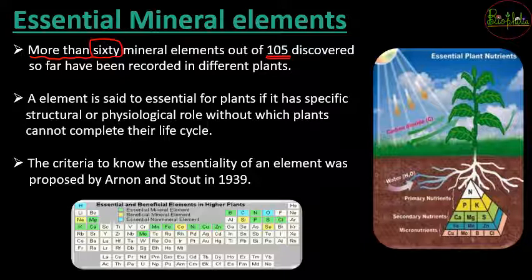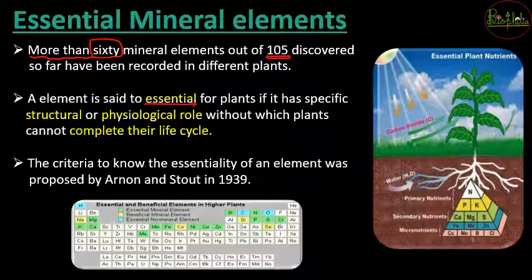For that, if an element is essential for the plant, then it should either be involved in structural elements, that is, in the body growth of the plant, so it is a structural role, or in other processes of the plant, that is a physiological role. If the element plays any sort of structural or physiological role, without which the plant cannot complete its life cycle, cannot live, then it is said to be an essential element for the plant.